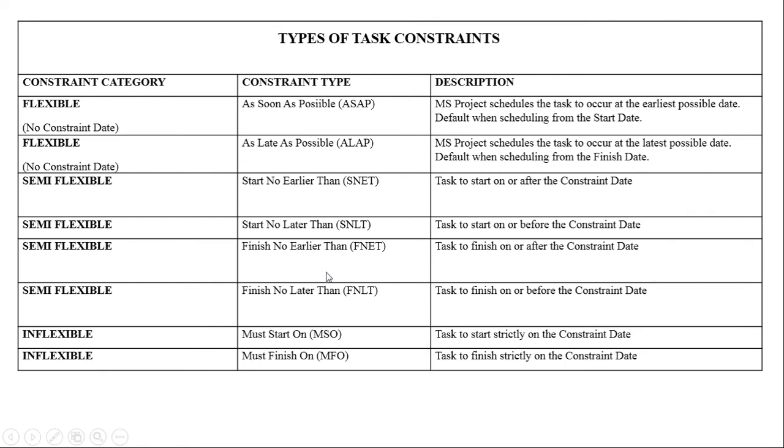Then the third type under the semi-flexible category has to do with the finish date. We call it finish no earlier than. It causes the task to finish on or after the constraint date. In other words, this task must not finish before this date. This is usually important where, for example, the moment a task is finished, another is supposed to start immediately, or when the output of a task cannot wait even a day before it is used in another task. So we want to make sure that the moment we finish that task, the next step is ready to be done.